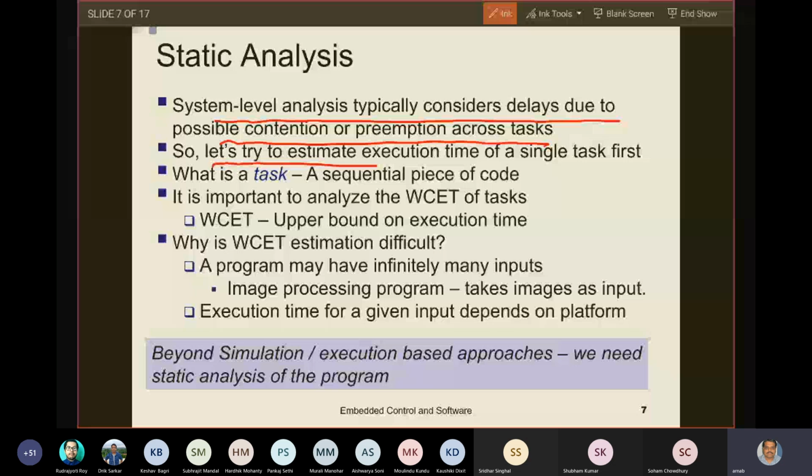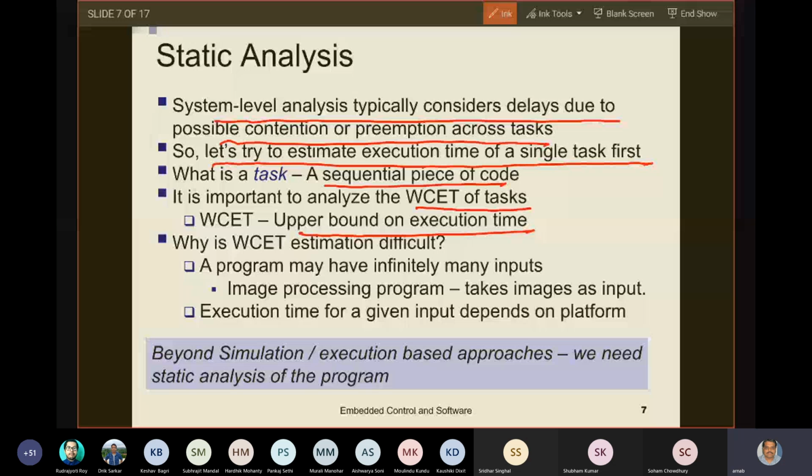Now, what is a task? A sequential piece of code. It is important to analyze the worst case execution time of a task, WCET, which is an upper bound on the execution time. Now, there are two ways of estimating that. One is through simulation for a particular platform. Now, how do you simulate? You execute the task for various possible inputs and then find out the time taken in the worst case on that particular platform. But that may not be accurate. Why?